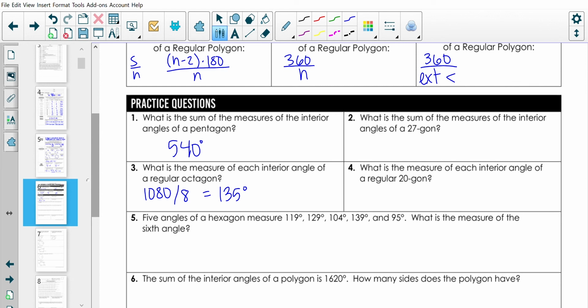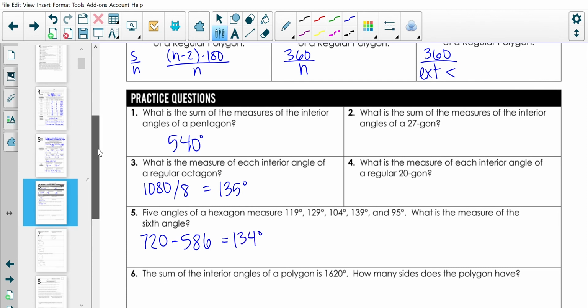5 angles of a hexagon measure 119, 129, 104, 139, and 95. What is the measure of the 6th angle? How do I find that? Add them up and subtract it from whatever the sum's supposed to be. What is the sum of a hexagon? 720. So we have 720 minus, what do you get when you add all that up? 586. So the measure of that missing angle is 134 degrees. Skip down to 7.